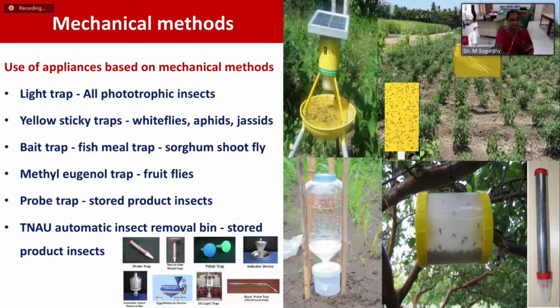Then comes the bait trap. Here we are using two different types of bait traps. The first one is the fish meal trap. It is used for the management of sorghum shoot fly, and the methyl eugenol trap is used for the management of fruit flies infesting fruit crops. Then comes the probe trap and automatic insect removal bin. These two are devices used for the management of stored product insects. These were developed by one of our senior professors, retired professor Dr. Mohan.